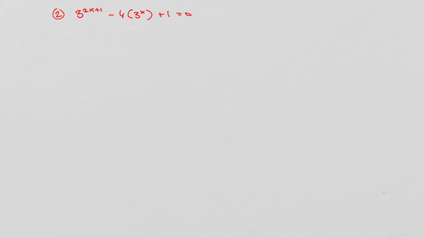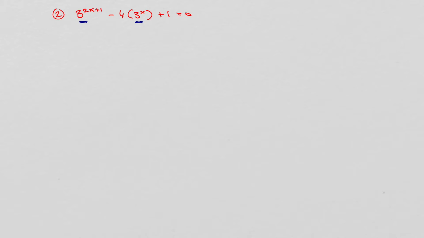Okay, so here we have a little bit more work to do. Again, the middle term is always my hint. This is what I'm going to let y equal to. I'm going to let y equal 3 to the x. But of course, I must write this first term as 3 to the x raised to some sort of a power.